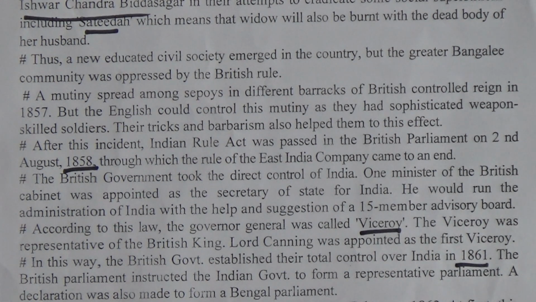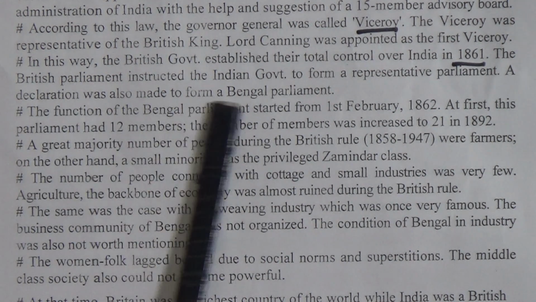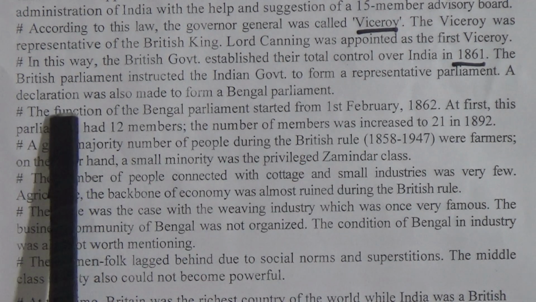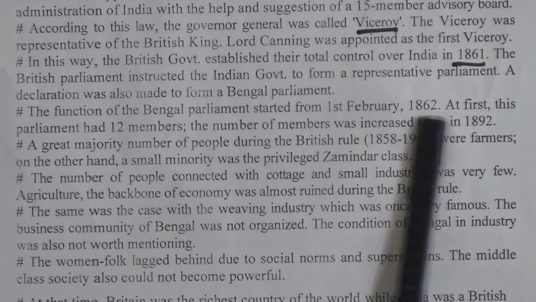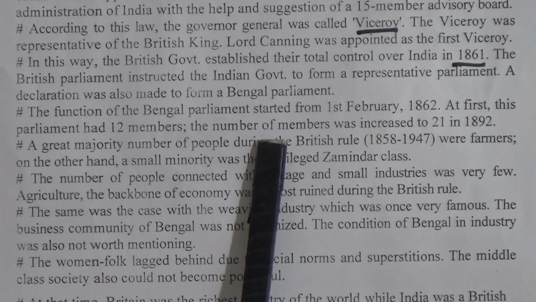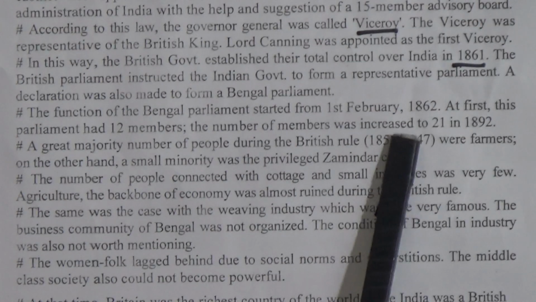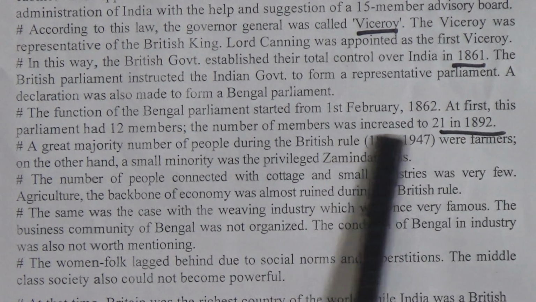The British Parliament instructed the Indian government to form a representative parliament. A declaration was also made to form a Bengali parliament. The function of the Bengali parliament started from 1st February 1862. At first, this parliament had 12 members. The number of members was increased to 21 in 1892.